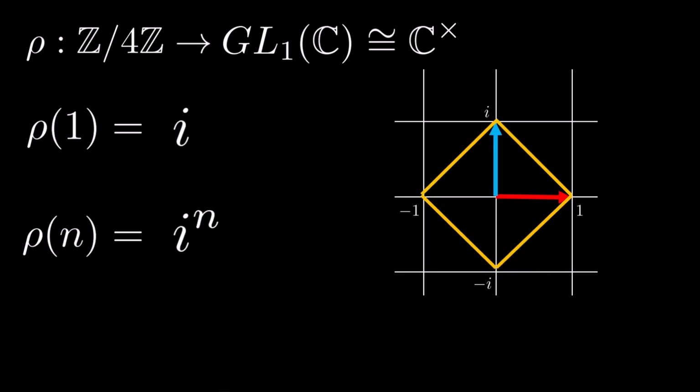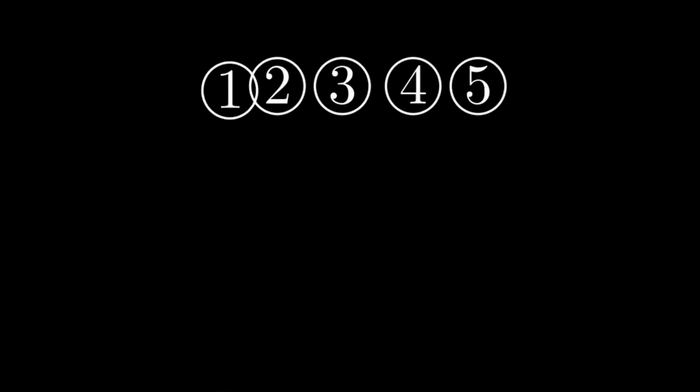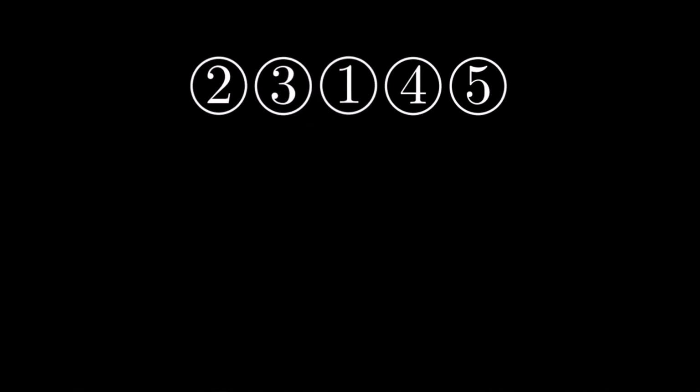Okay, now we have one representation under our belts. Let's try another one. Remember S3, the symmetries of 3 objects? Now we're going to look at S5. Let's say we cycle the objects like this. 1 goes where 3 was, and 2 and 3 shift down. We'll call this permutation 1, 3, 2.